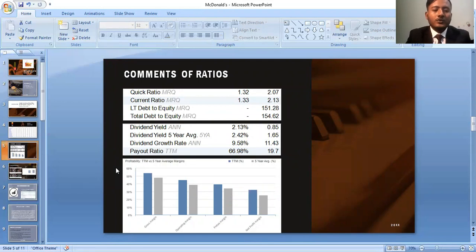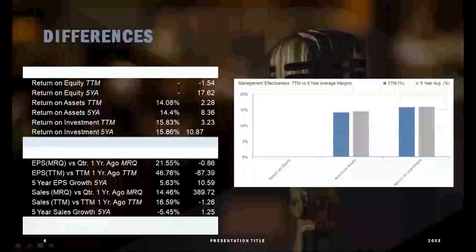The graph now shows a visual representation of McDonald's profitability, between the last year and the average of the last 5 years. It has data of four margins. Number one, gross margin. Number two, operating margin. Number three, pre-tax margin. And number four, net profit margin.